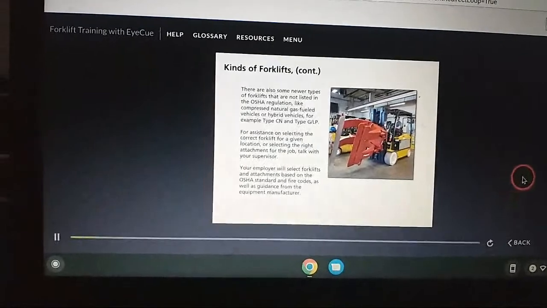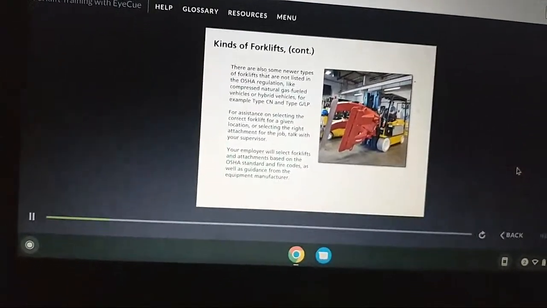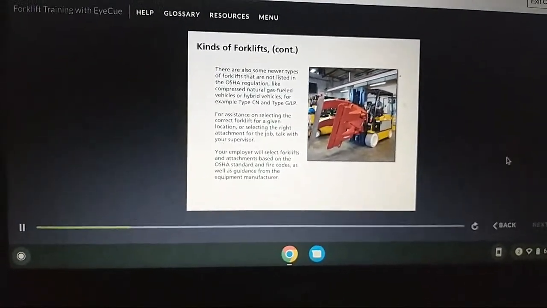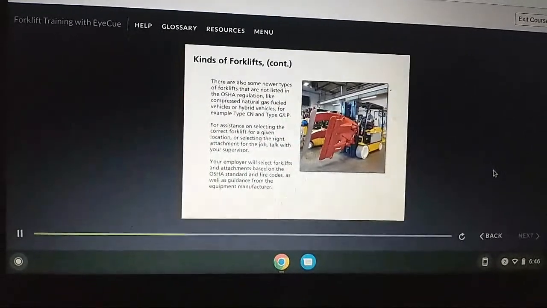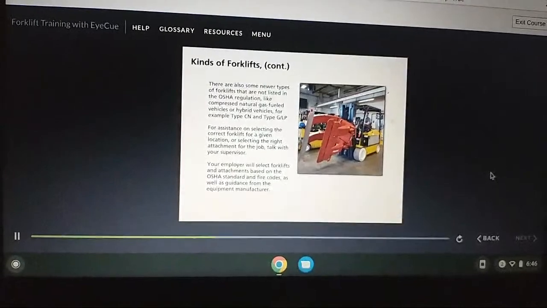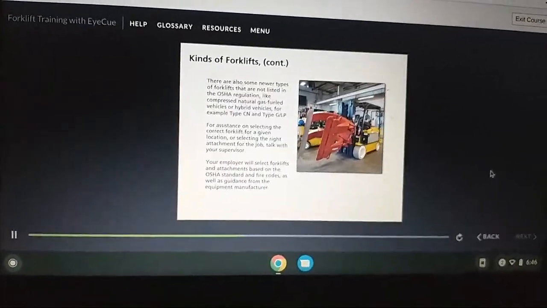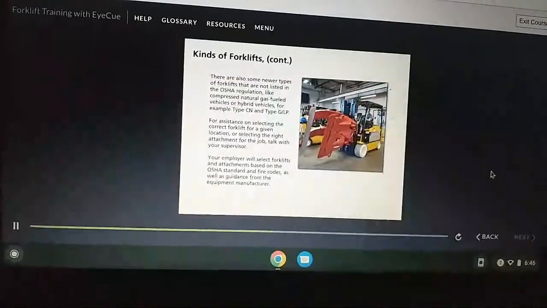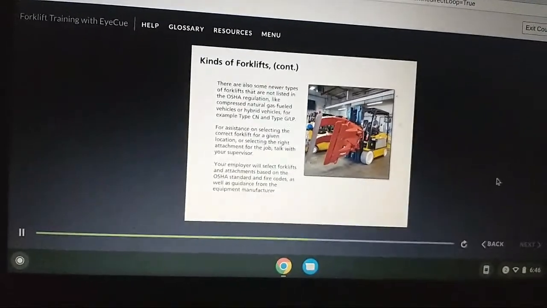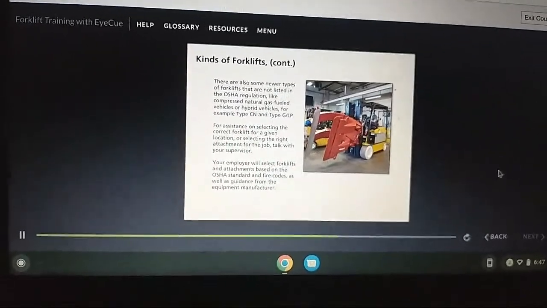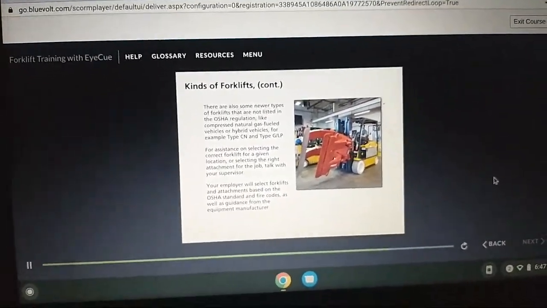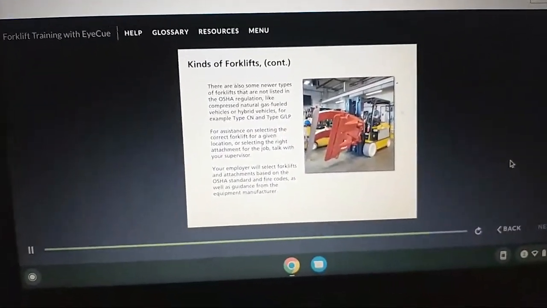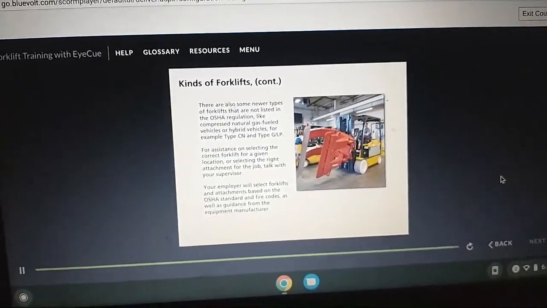There are also some newer types of forklifts that are not listed in the OSHA regulation, like compressed natural gas-fueled vehicles or hybrid vehicles, for example, Type CN and Type G/LP. For assistance on selecting the correct forklift for a given location or selecting the right attachment for the job, talk with your supervisor. Your employer will select forklifts and attachments based on the OSHA standard and fire codes, as well as guidance from the equipment manufacturer.